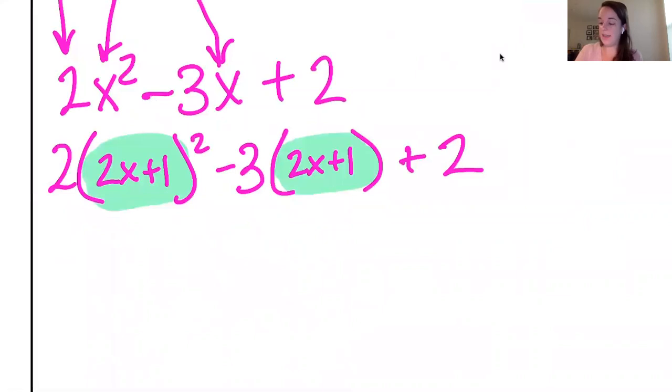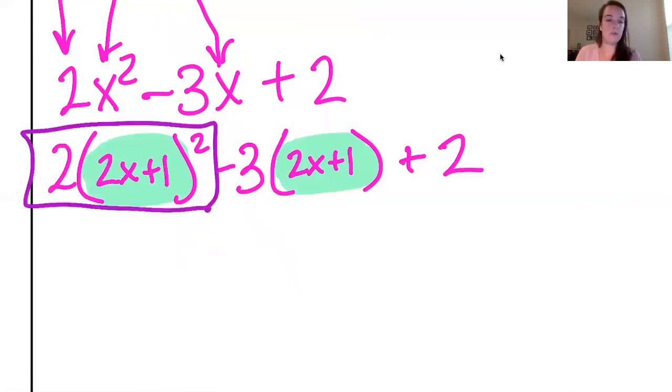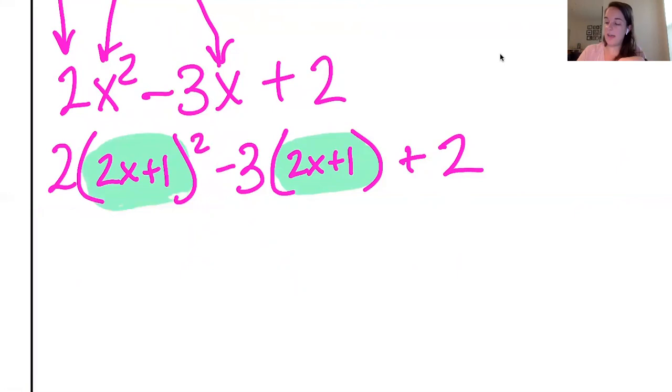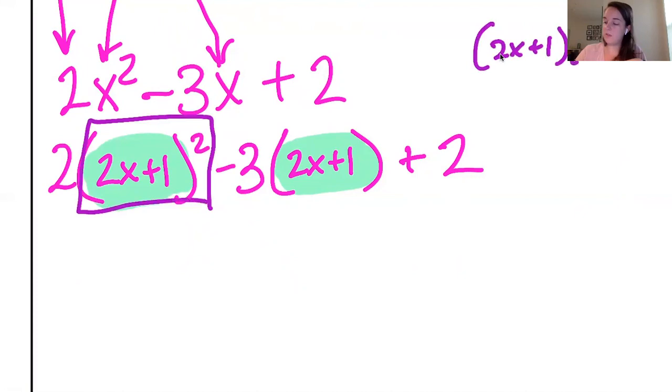I'm going to go ahead and do my square first. For some of us, we might think like, oh, I want to distribute in the 2 first. But multiplying in the 2, distributing in the 2, would be multiplication, and I also have an exponent here. So in the order of operations, PEMDAS, remember that exponents come before multiplication. I'm going to do the exponent first. This means 2x plus 1 times 2x plus 1, right?